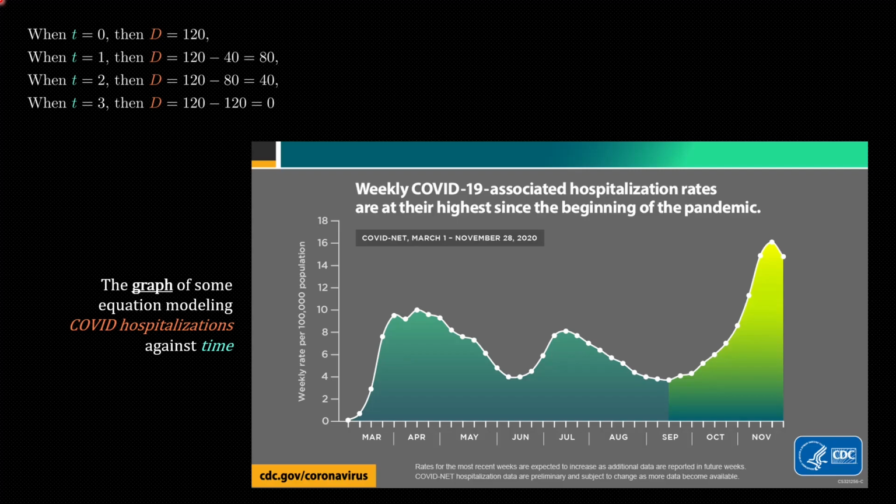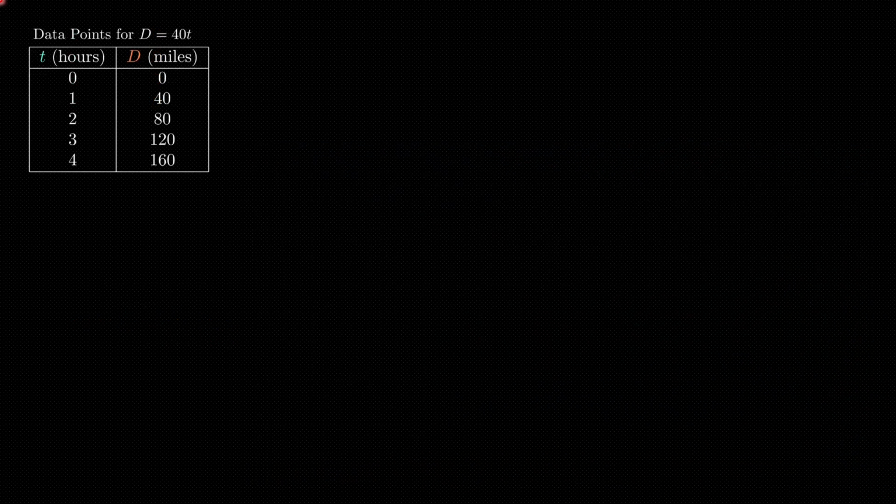When we graph out relationships, it can actually reveal a lot of insights. Here, for instance, I can easily notice peaks and troughs in the number of COVID hospitalizations over the course of the pandemic. These trends would be harder to observe if I didn't graph it. Now, let's actually graph our distance problem to see what insights we can find. Here's our data from our original d equals 40t equation, written out in a table format. Just take a few seconds to refamiliarize yourself with the data.